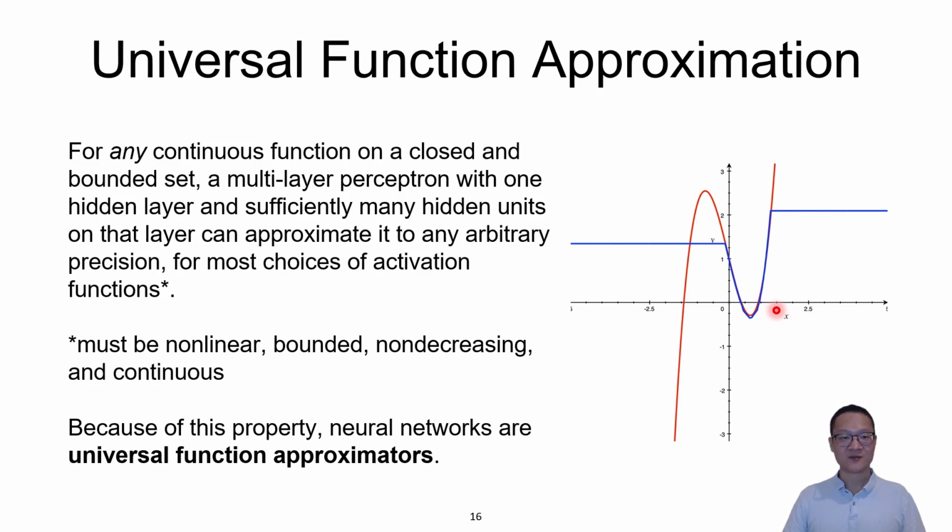So this is a continuous function on a closed and bounded set. A multi-layer perceptron with one hidden layer and sufficiently many hidden units on that layer can approximate this function to any arbitrary precision for most choices of activation functions. That is depicted by the blue approximation, which is actually a multi-layer perceptron. You can see that we can approximate this region very well. If we had more units, we can even expand the blue function to approximate any other region as well, as long as the region we're considering is bounded.